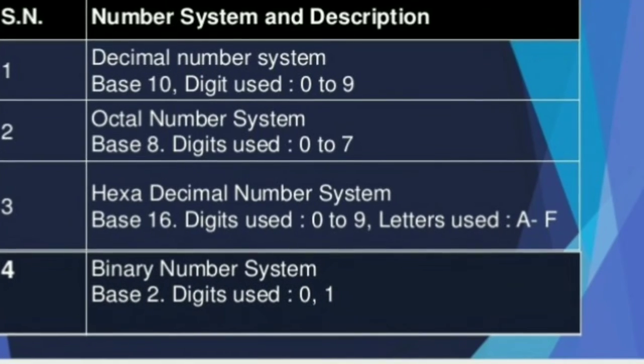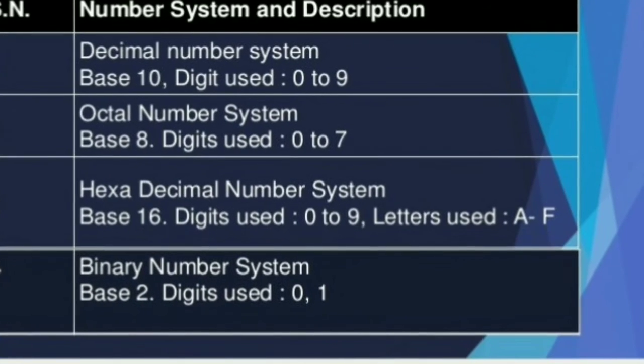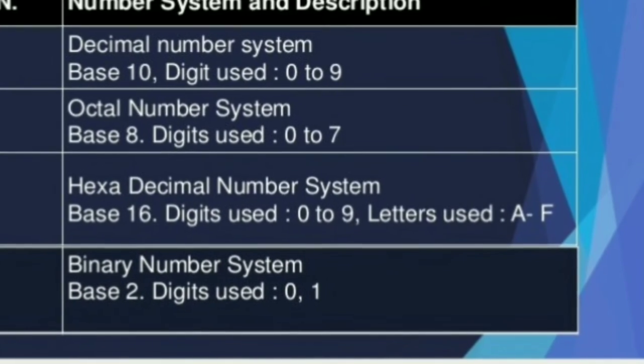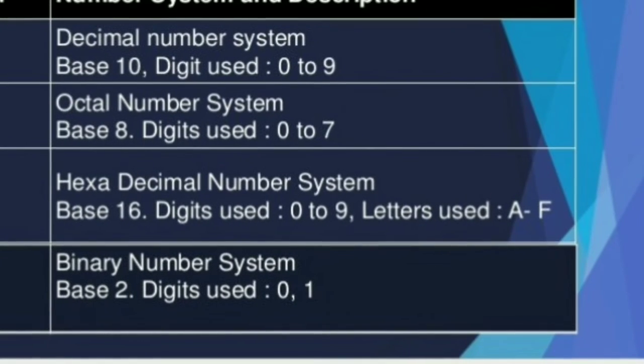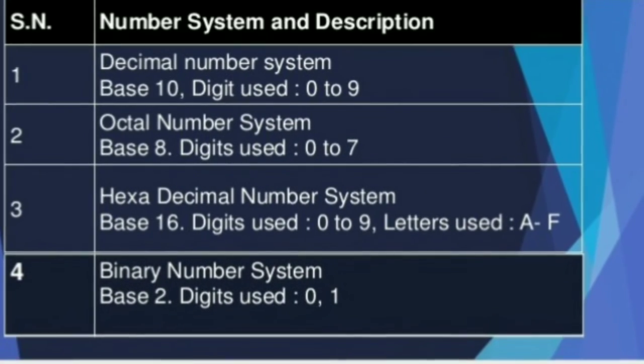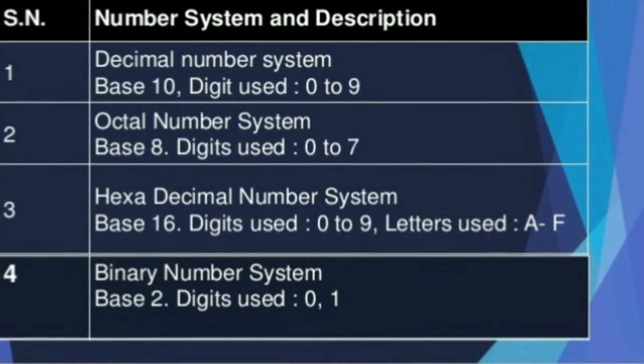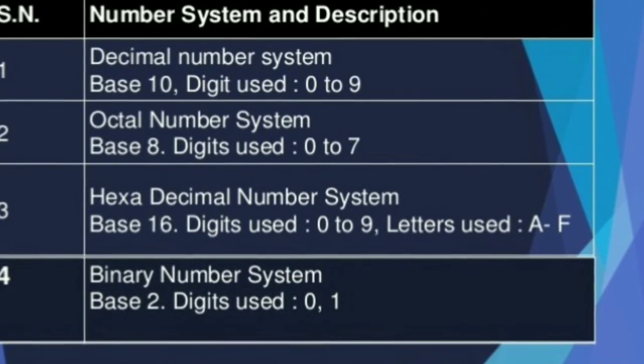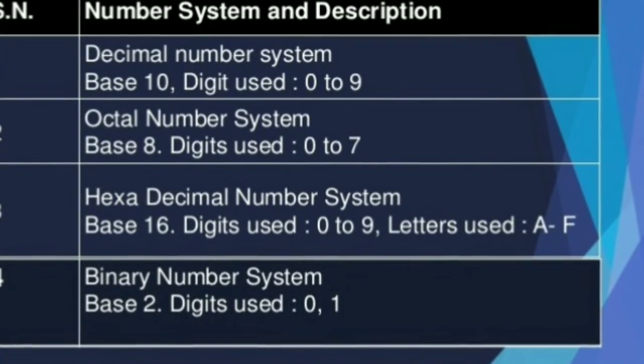So, second one is octal number system. The base of octal number system is 8. And the digits that are used in octal number system are from 0 to 7 only.